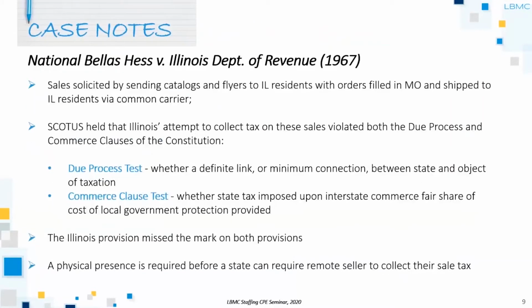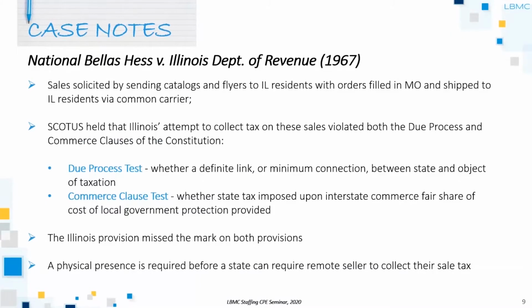This is the National Bellas Hess case, 1967. Illinois wanted to require a remote seller to collect tax on sales that were made to Illinois residents. And how were those sales made? Well, they were made via catalog. Illinois attempted this. It went up to the Supreme Court, and the decision that came out of the Supreme Court was no, that's not good enough to allow Illinois to require collection of tax.